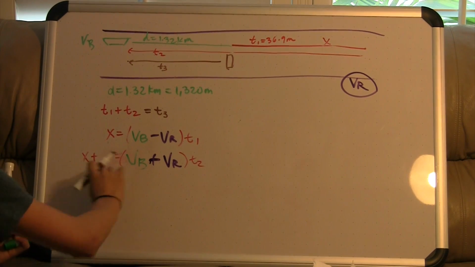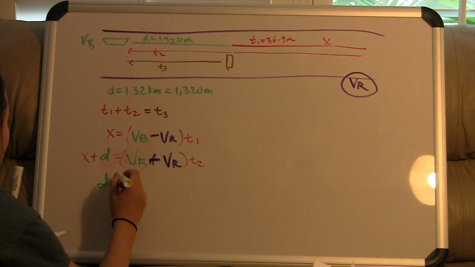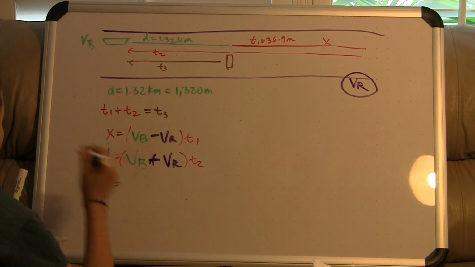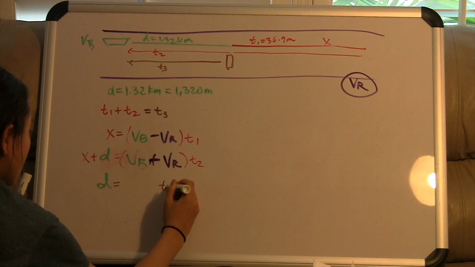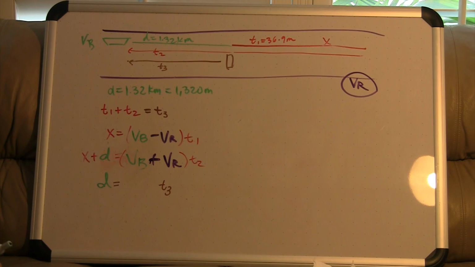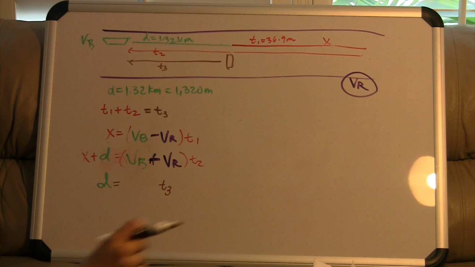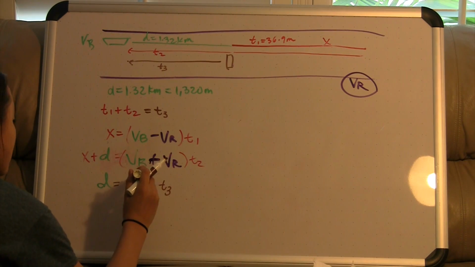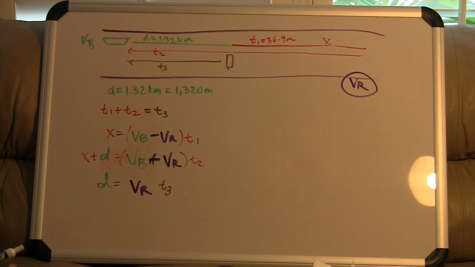let's color code these so it's all the same. So that distance, again, is equal to time 3. And then the velocity of the log, since the log itself has no velocity, it's just going with the velocity of the river. So the velocity that the log is traveling at is just VR. So now we have all our equations set up.